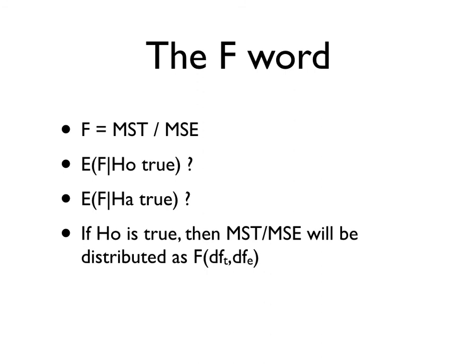So, if H0 was true, mean squared treatment and mean squared error would be distributed as F with two kinds of degrees of freedom. Degrees of freedom for treatment and degrees of freedom for error. It's got two degrees of freedom, not just one.